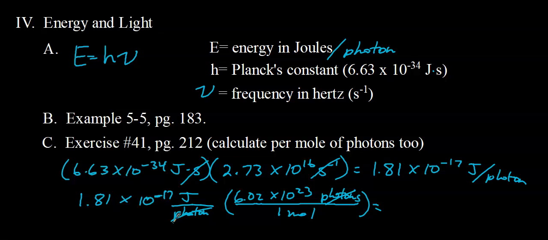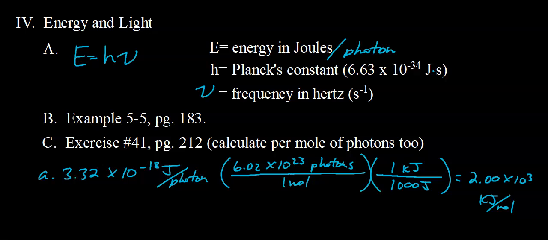So go ahead and practice on your own. Number 41 on page 212. And again, we'll just do letter A. We did 39A. Go ahead and do 41A. Calculate the energy in joules per photon as well as kilojoules per mole of photons. Pause the video, please. Hopefully you got this. If not, we'll discuss it in class. So it's a pretty large amount of energy, about 2,000 kilojoules per mole, which is quite a bit of energy.